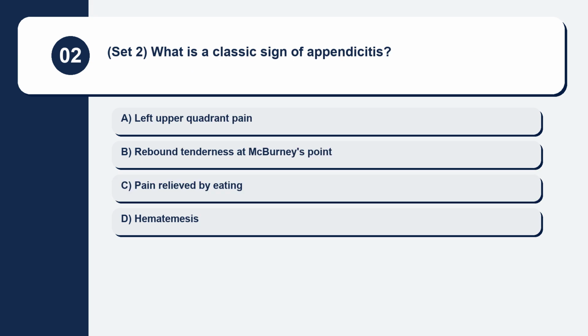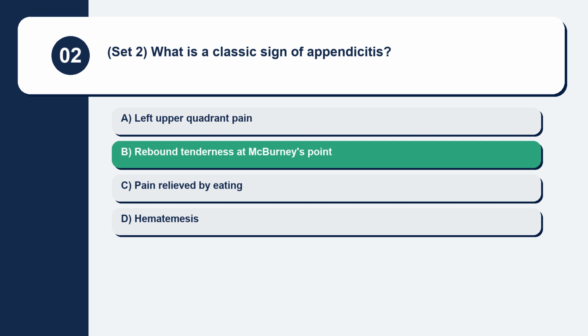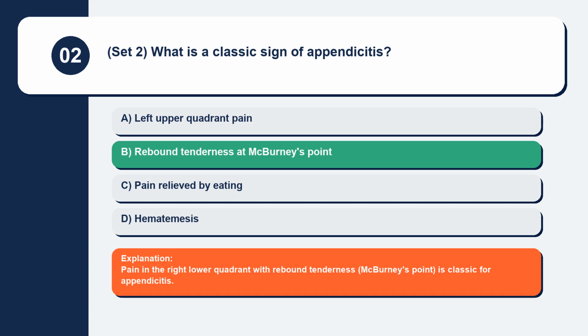Question 2. Set 2. What is a classic sign of appendicitis? Left upper quadrant pain, rebound tenderness at McBurney's point, pain relieved by eating, hemoptysis. Pain in the right lower quadrant with rebound tenderness, McBurney's point, is classic for appendicitis.